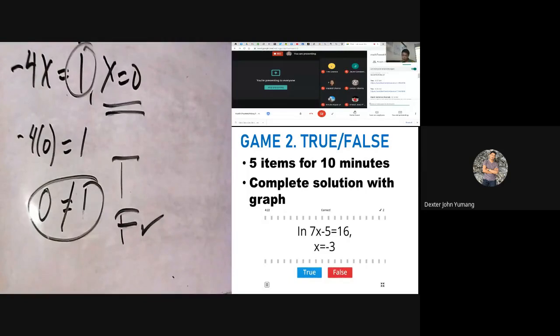You will send it on our page. This is game number 2. This is recorded. And this is also 20 over 20. 4 points correct, 2 points incorrect. Okay, please click the link now on the chat box, please.